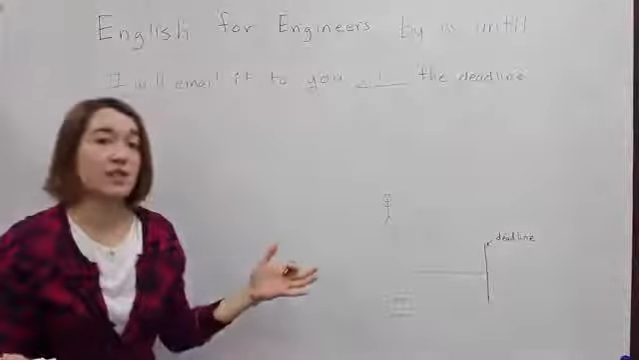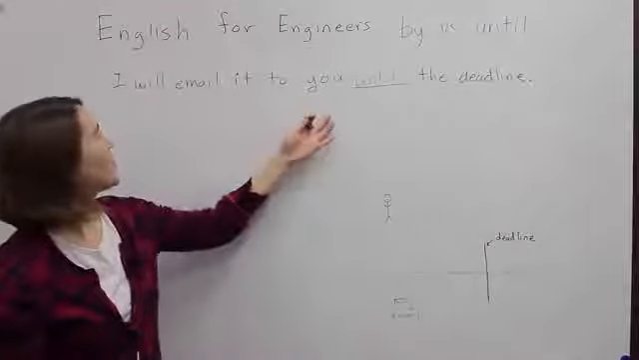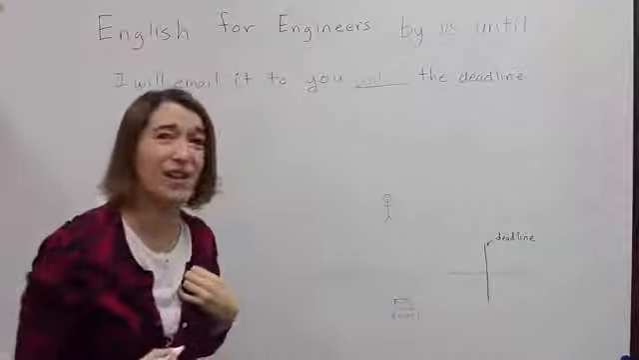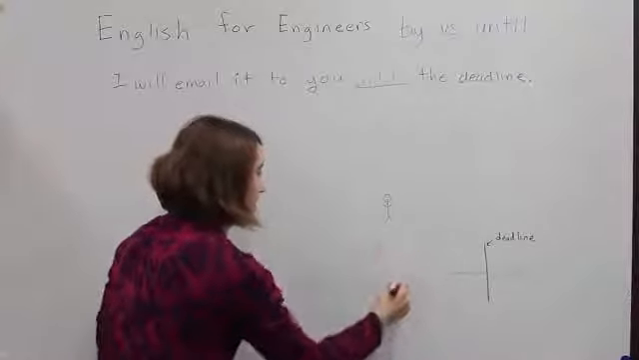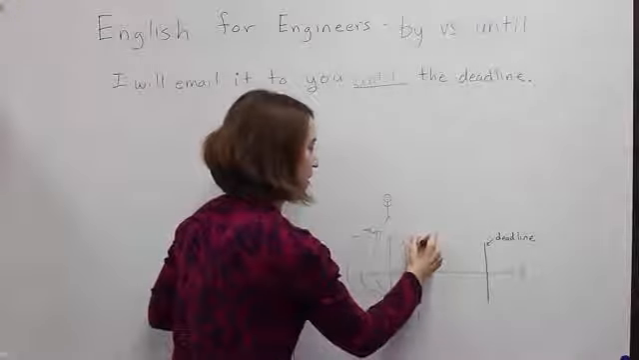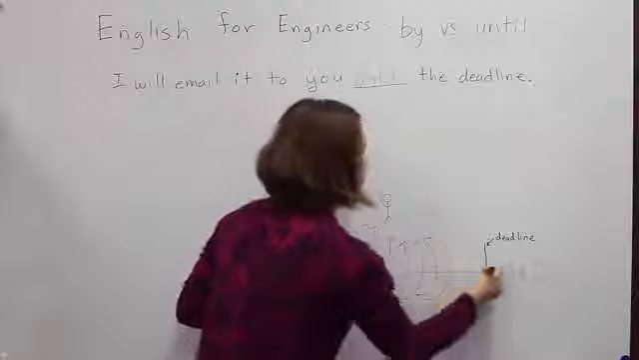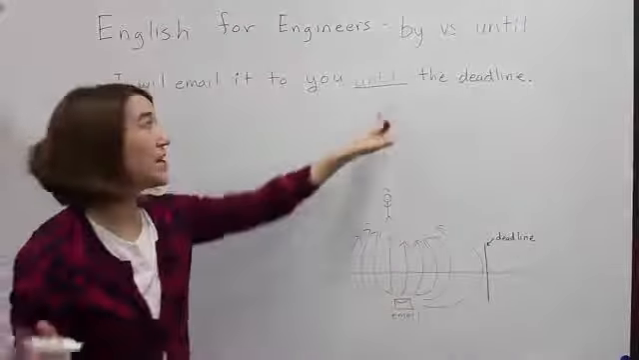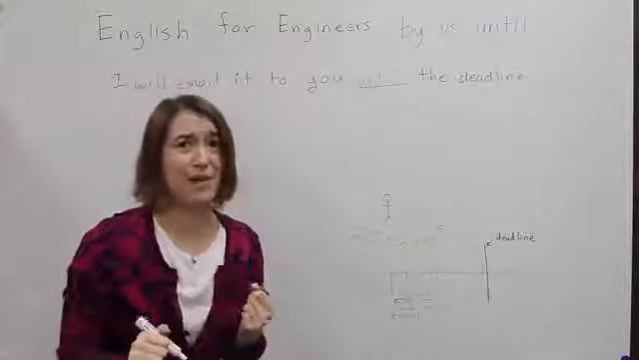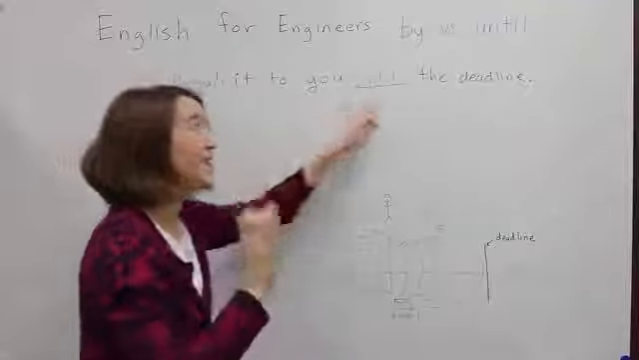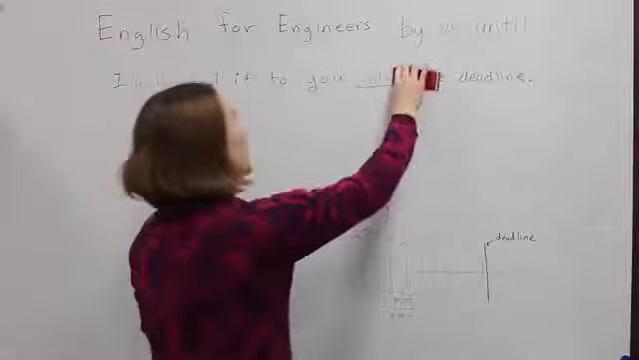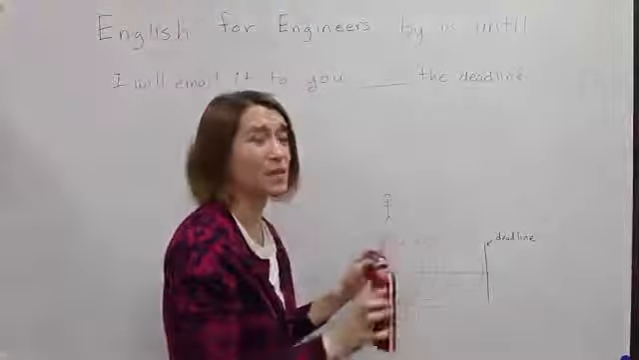This, remember, is continuous. So if you use, I will email it to you until the deadline, it means that you are continually going to send me this email. So instead of, you're going to send it here, you're going to send it to me this time, this time, this time. You are actually infinitely going to send me emails until the very end of the deadline. So if you used until here, you would mean you are continually sending this to me until the deadline. Please do not do that. I would get too many emails.